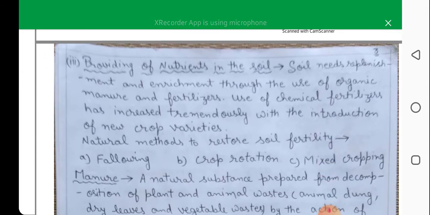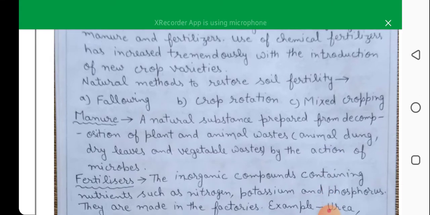The next agricultural practice is providing nutrients to the soil. Soil needs replenishment and enrichment through the use of organic manure and fertilizers. Use of chemical fertilizers has increased tremendously with the introduction of new crop varieties. Natural methods to restore soil fertility are fallowing, crop rotation and mixed cropping.